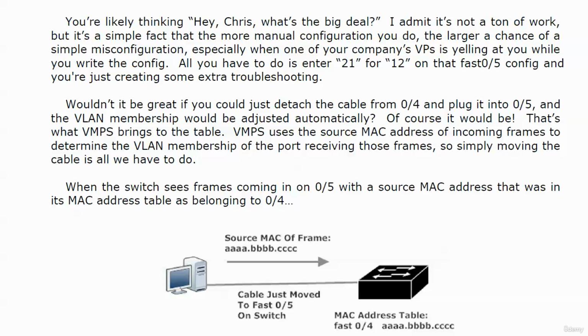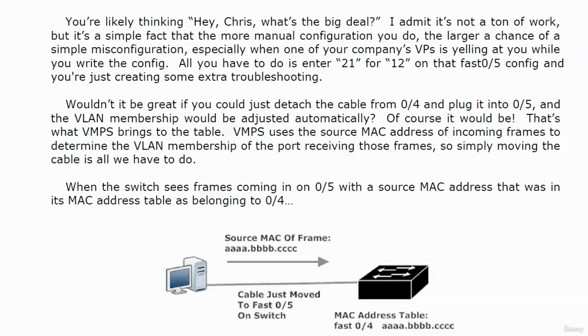The more manual configuration you do, the larger a chance of a simple misconfiguration, which just throws a little gasoline on the fire. Now you've got a little more troubleshooting to do, especially when somebody is literally leaning over your shoulder to see what you're doing, or they're yelling at you while you're doing it, which always adds to the festivities, right? All you have to do in this situation is enter 21 for 12 on that port 5 config, and what have you just done?